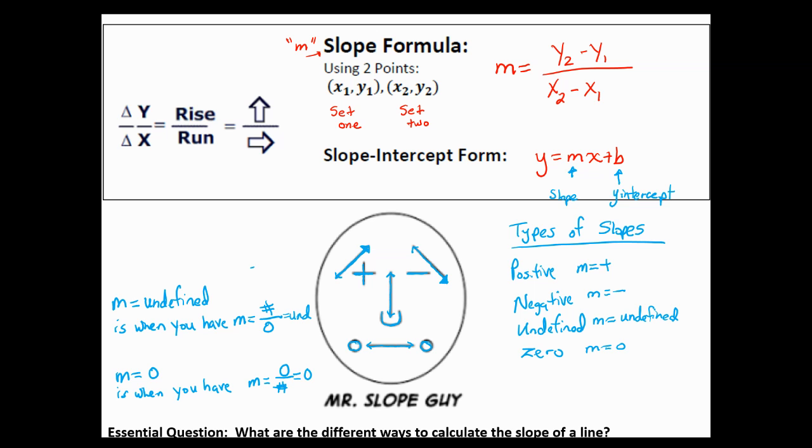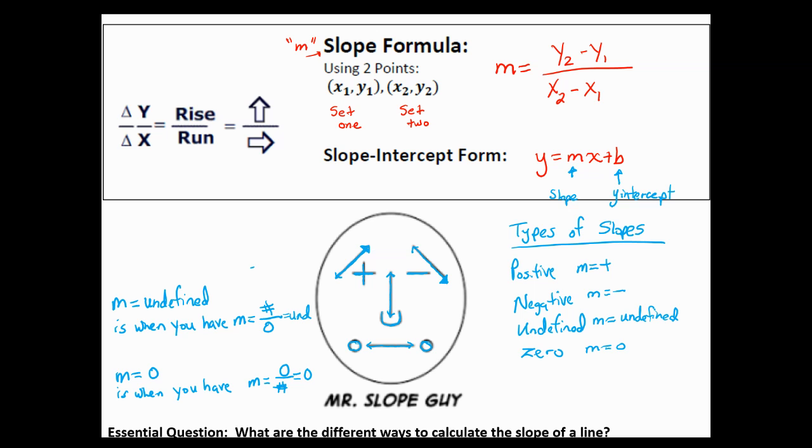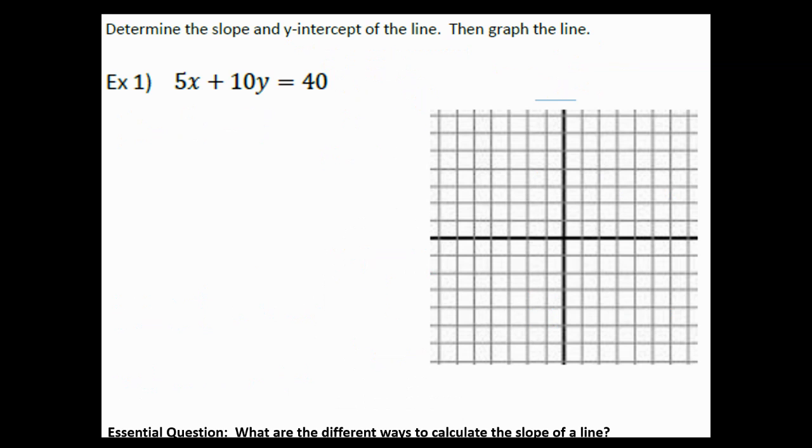Okay, so remember Mr. Slope Guy, you might want to do this. Let's see. So this is positive, this is negative, this one's undefined, and this one's 0. So you might want to annotate Mr. Slope Guy with those words. You can always hit pause.